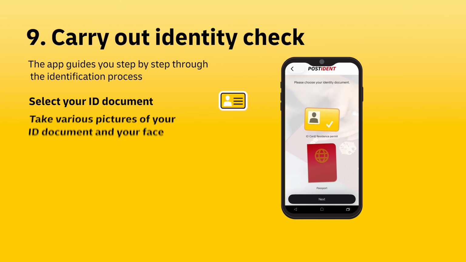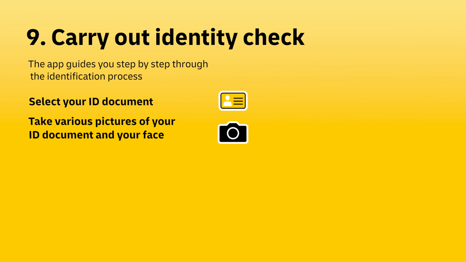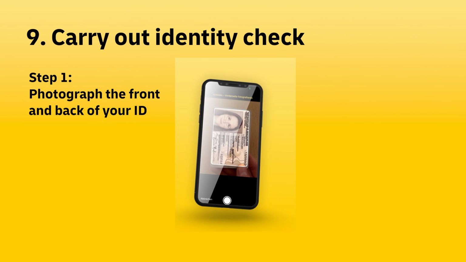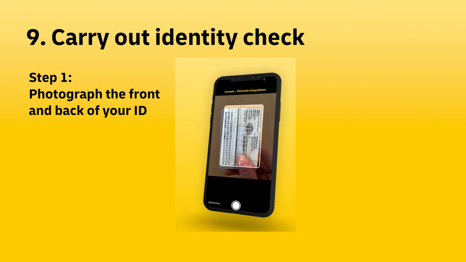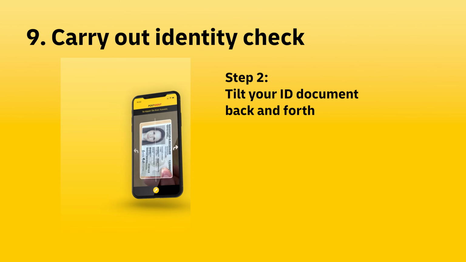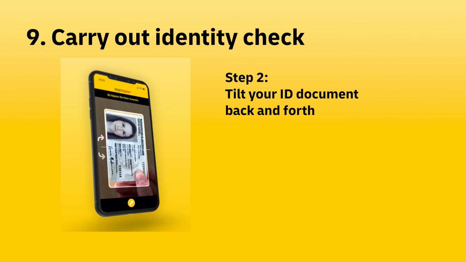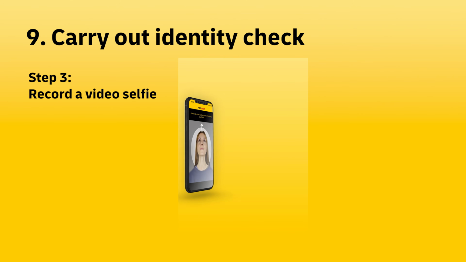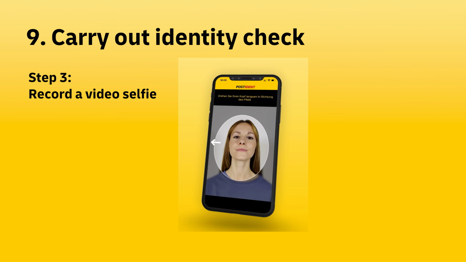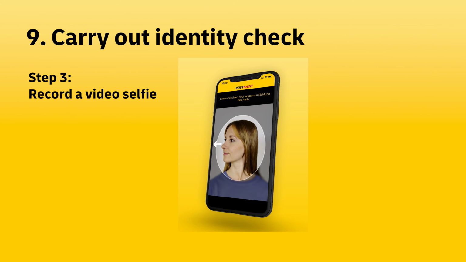Select your ID document. Take various pictures of your ID document and your face. Step 1. Photograph the front and back of your ID. Step 2. Hold the smartphone steady in one hand. Tilt the ID document back and forth with your other hand. Step 3. Record a video selfie. The app will show you where to look. Slowly turn your head in the direction of the arrow.